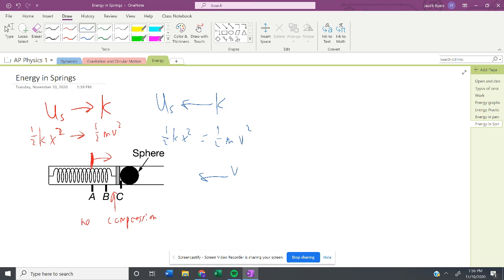And so again, a lot of this energy stuff is thinking about what's happening in the situation. Where does the energy start? Where does it end? How do my equations relate? And then it's just a lot of algebra manipulations.